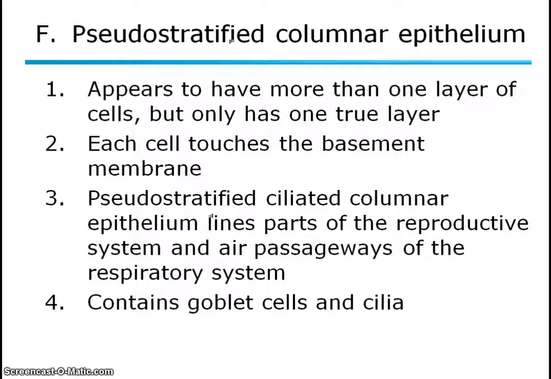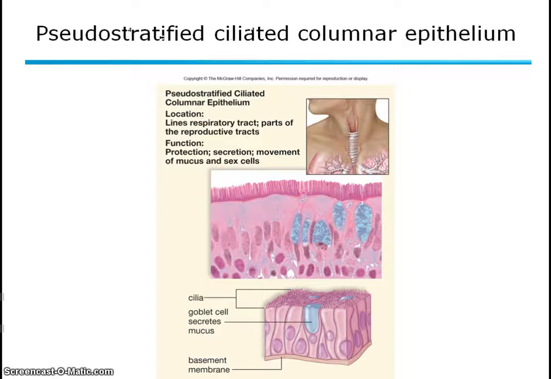All right. Sometimes instead of having stratified cells, like in obvious layers, you're going to have something called pseudostratified. Pseudo means sort of. It appears to have more than one layer, but only has one true layer because each cell touches the basement membrane. So this is a little bit trickier. Here's an example. It says pseudostratified ciliated columnar. We're going to look at an example about the air passageways of the respiratory system, and often they will have the goblet cells in the cilia. So here's your example.